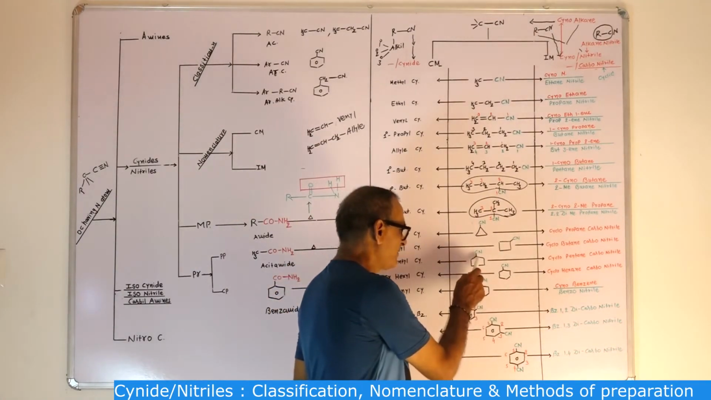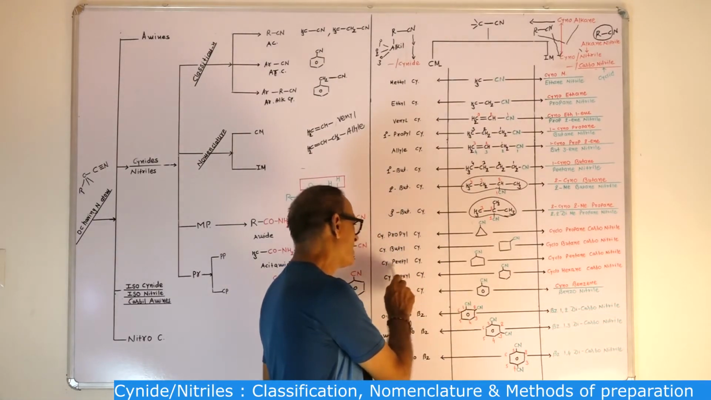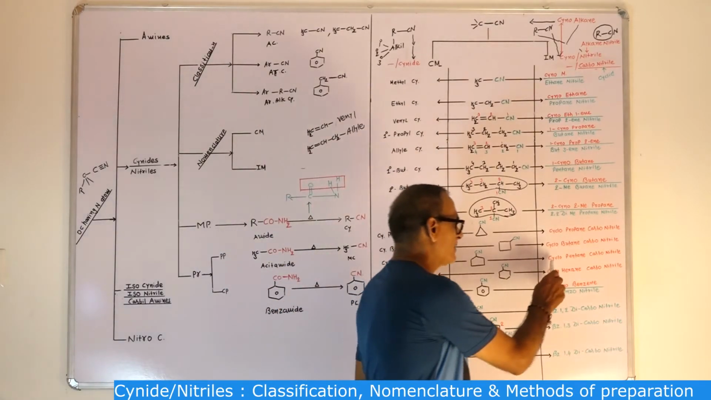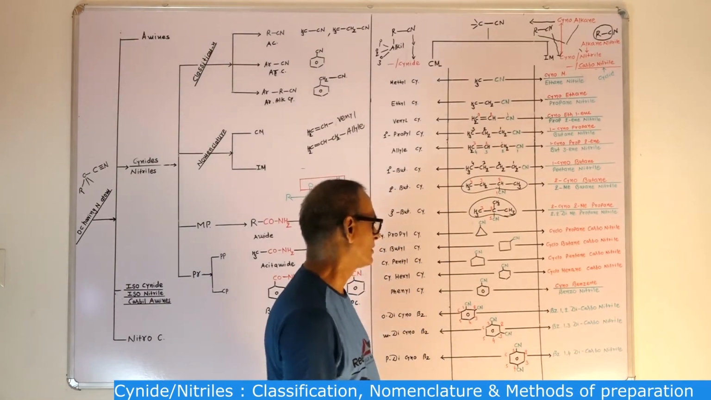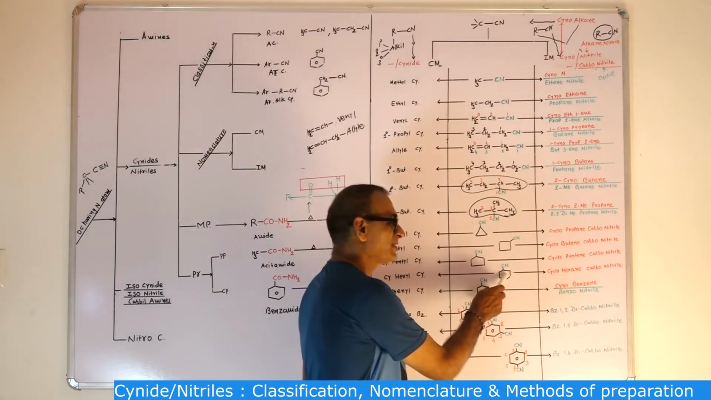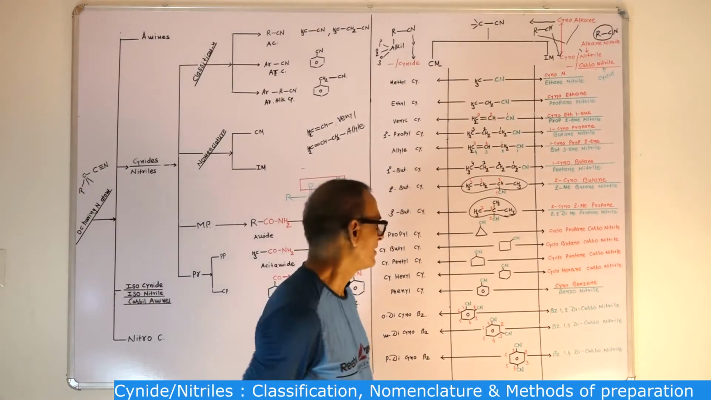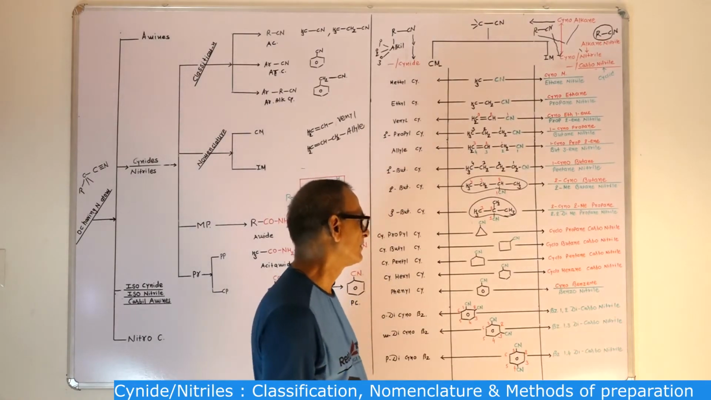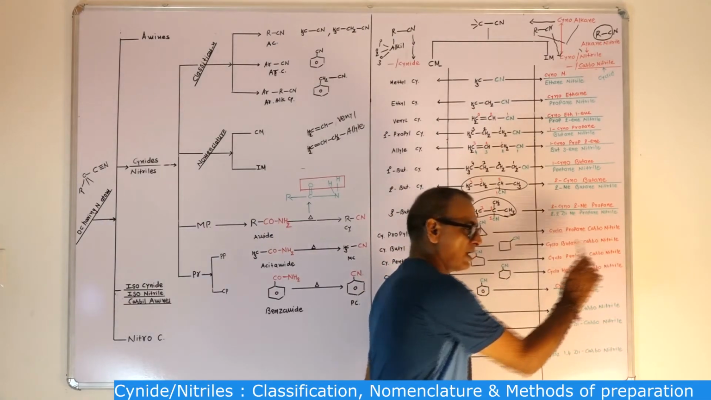This is the structure in which the ring consists of 5 carbon atoms. That's why pentane, cyclopentyl cyanide. In IUPAC method, cyclopentane carbonitrile. In this compound, 6 carbon atoms are arranged in a cyclic system. That's why cyclohexyl cyanide. In IUPAC method, cyclohexane carbonitrile.